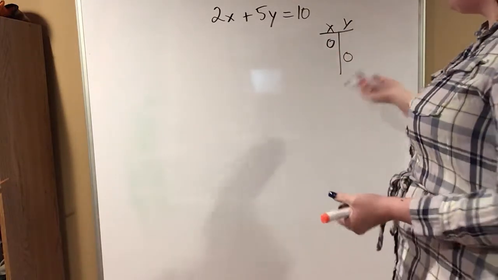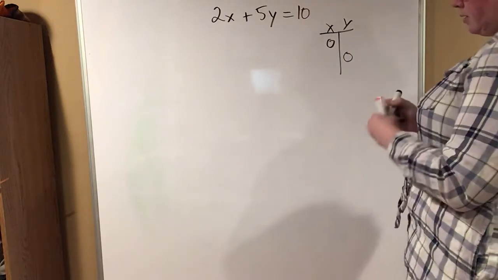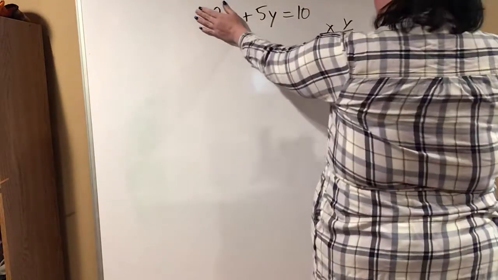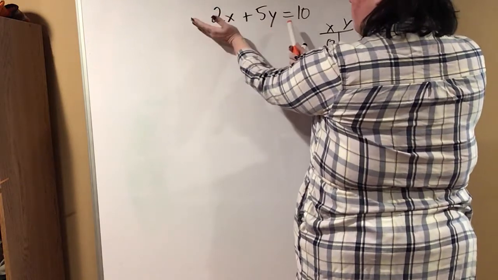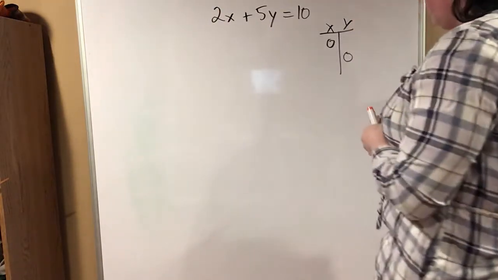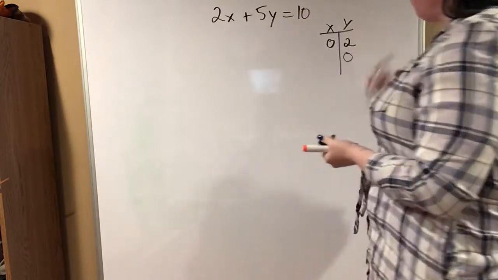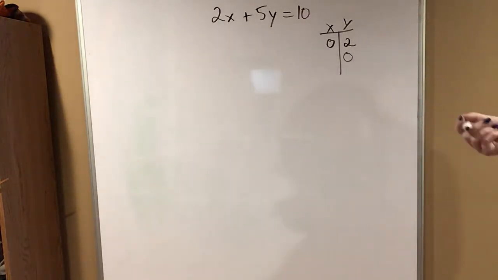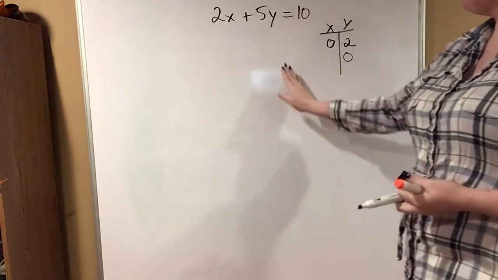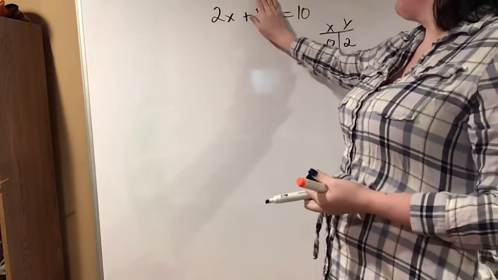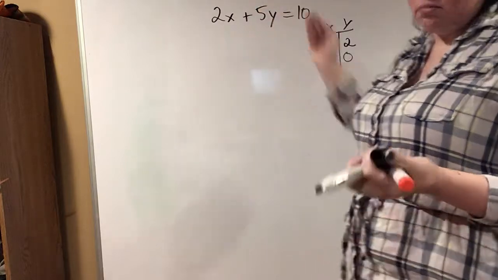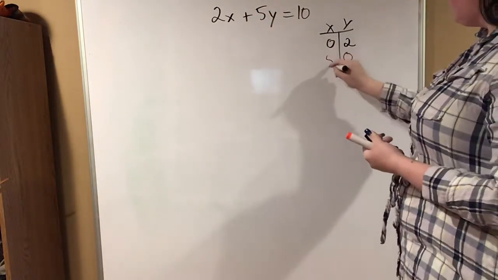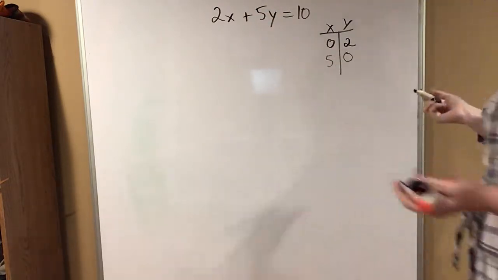So let's say I plug 0 in for x. All I do is I cover that. Well, what is 10 divided by 5? 10 divided by 5 is 2. So now, let's plug 0 in for y. Well, what's 10 divided by 2? Well, that's 5. And those are my intercepts.